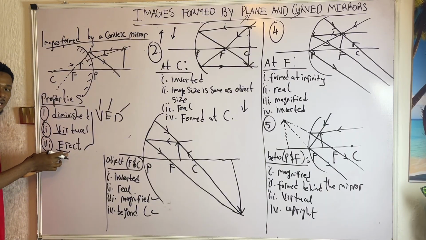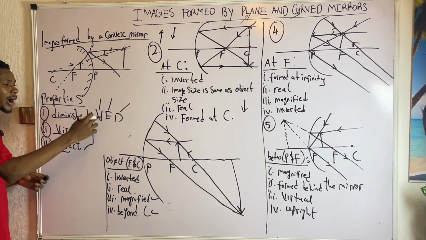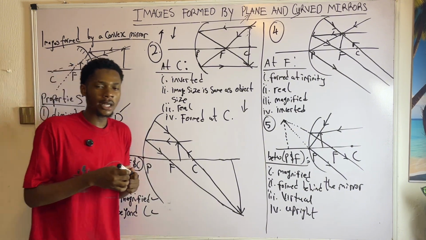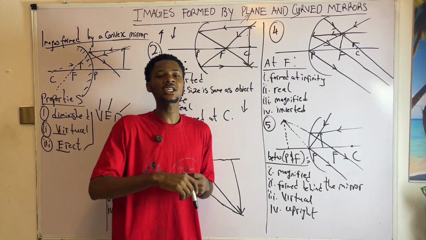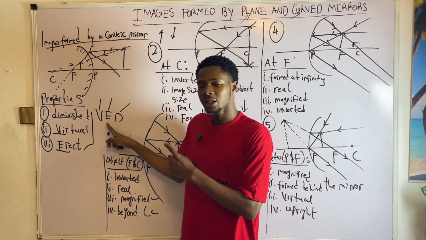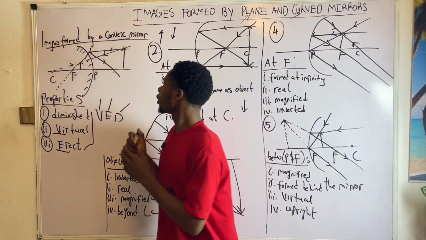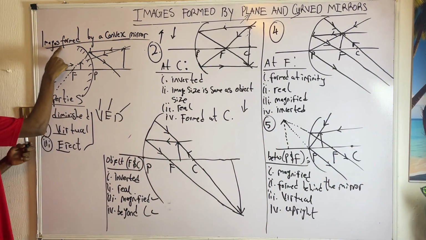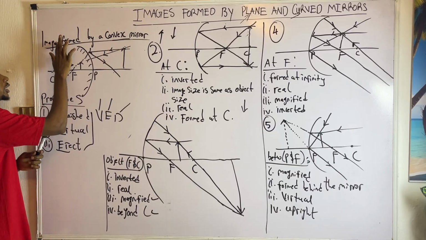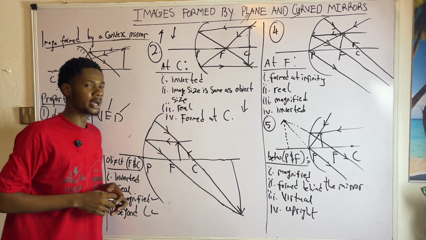That's why I did not put upright here. Because if I should put upright here, you might not be familiar with the formula I just gave. VED. Virtual, erect, and diminished. So at any point in time that you place the objects in front of a convex mirror, you must always get a virtual, an erect, and a diminished image. Take note. For that reason, we are no longer having images formed by a convex mirror. We are now having image formed by a convex mirror.